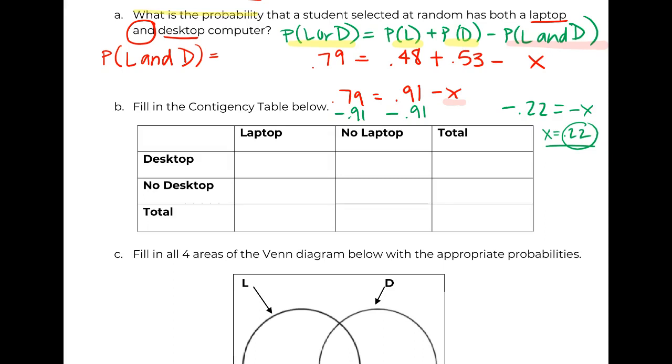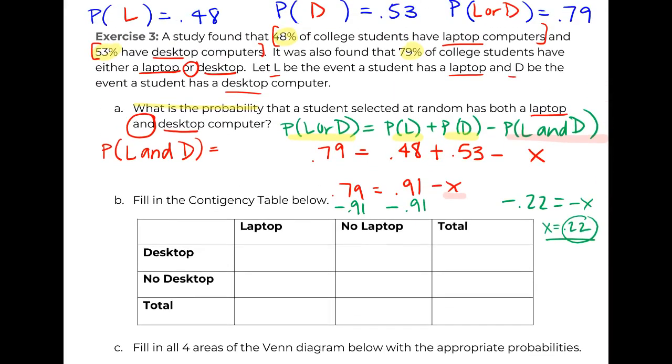So now that we have it, you should be able to fill in the contingency table. So I suggest you pause the video and try to do the rest of the steps of this problem by yourself, and then come back and see how you did.